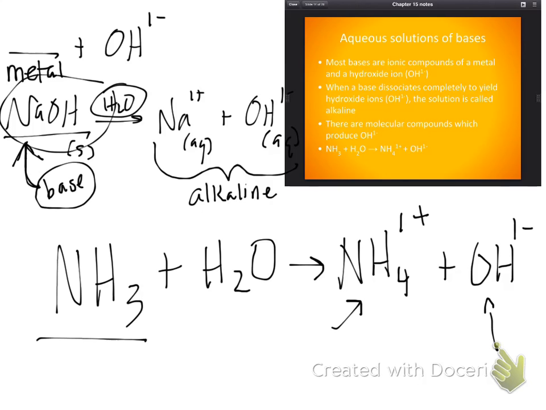Now, in all these examples, sodium hydroxide, ammonia, what definition of bases are we using here? Hint, we've only learned one definition of bases. You don't have to spell it, but you have to be able to say it. Arrhenius, yes. Arrhenius.